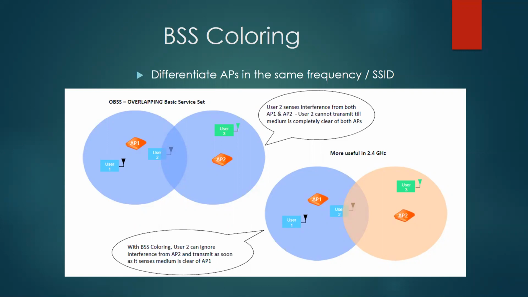If they're talking to AP1, they still have to wait till AP2 has cleared that radio frequency so it can communicate. What BSS coloring does is it adds an additional layer of identification to the APs, and it allows the user to totally ignore AP2. If you're looking at the lower right-hand diagram, you can see that AP2 is colored differently than AP1. What that means is user 2, when it's talking to AP1, can totally ignore AP2 and doesn't have to wait for AP2 to be done talking.